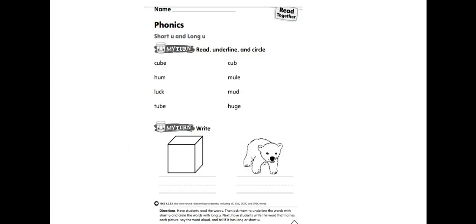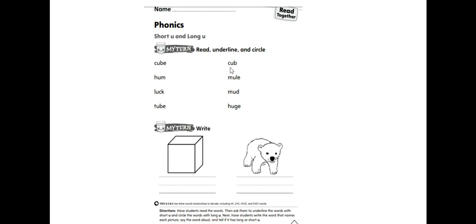Next thing we're going to do, boys and girls, is look at words that have the short U sound and the long U sound. Remember, words that have the long U are going to have a UE pattern, which is how we know to say the long U sound. Let's read, underline, and then circle. We have the word cube. This one has a UE pattern, so you're going to say U.